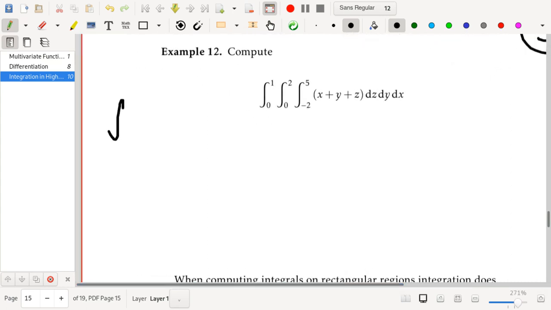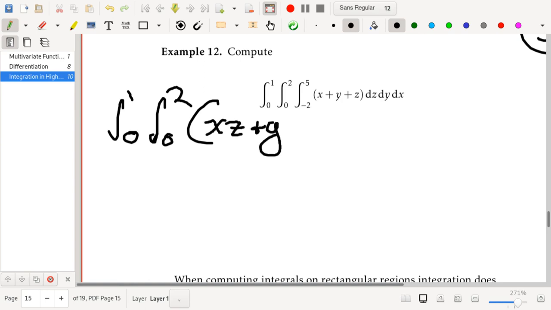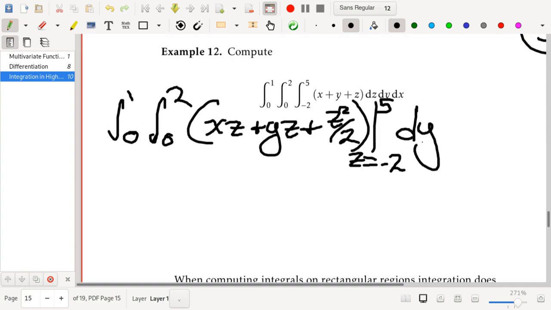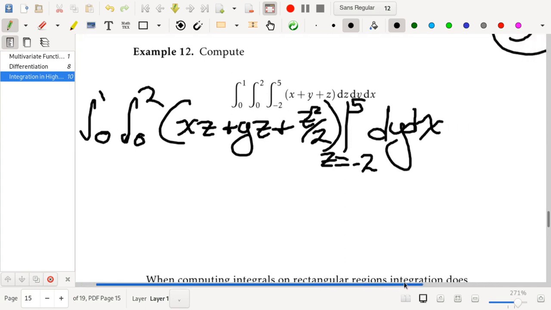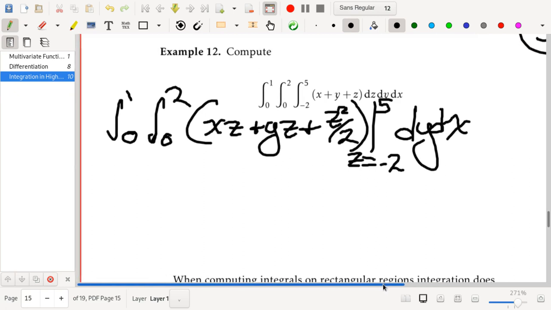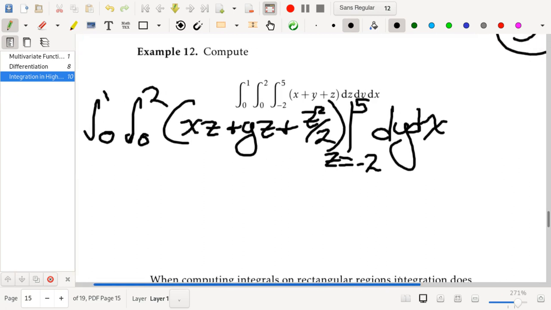So this will be the integral from 0 to 1, 0 to 2, and then the antiderivative on the inside, since we're integrating with respect to z first, will be xz plus yz plus z squared over 2, where z is ranging from negative 2 to 5. And then we're going to have dy dx. And then we're going to compute this.